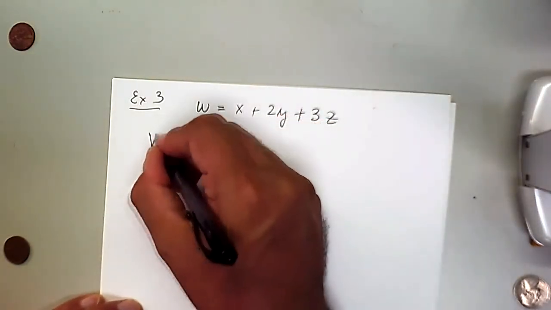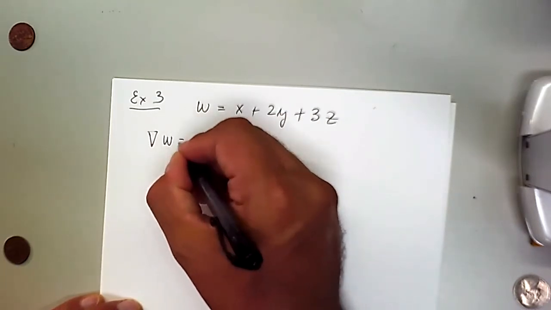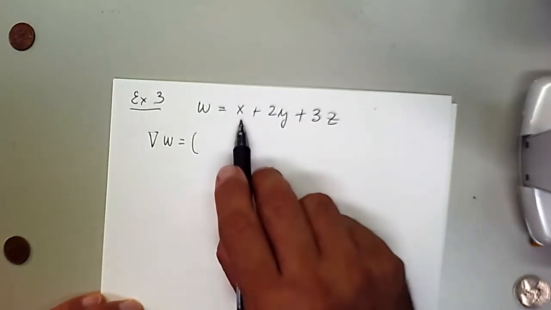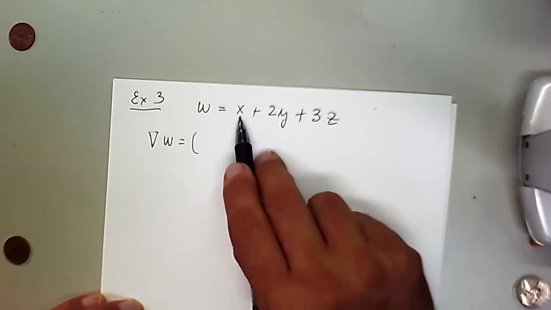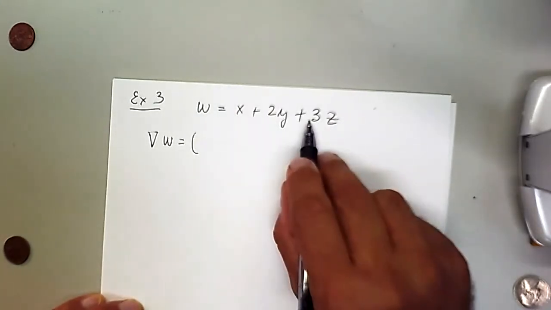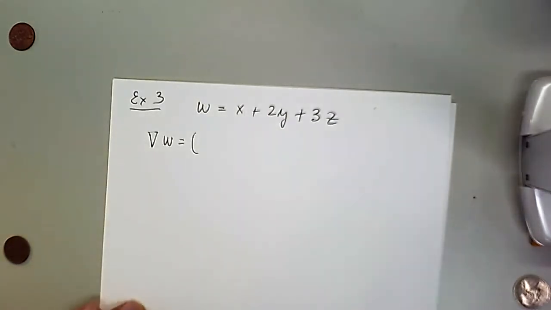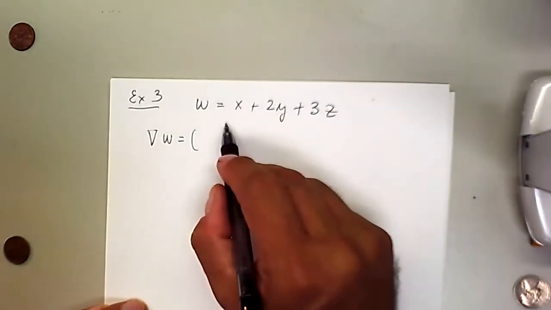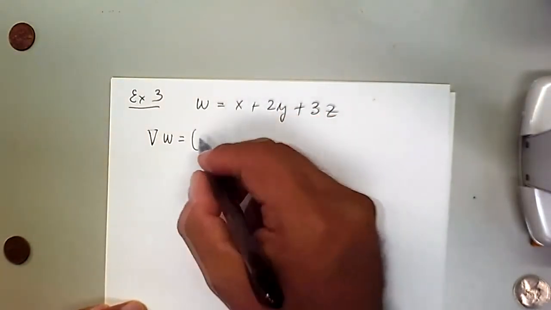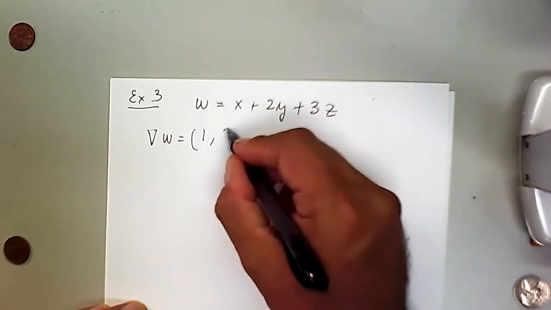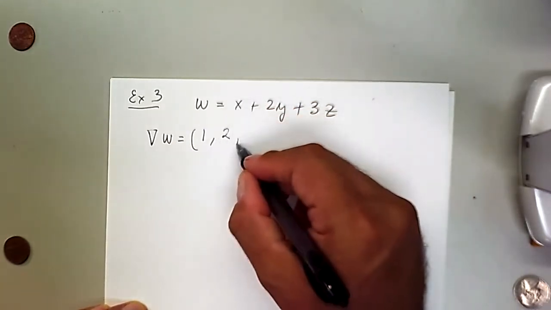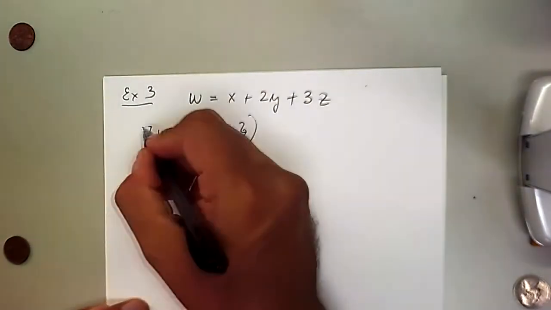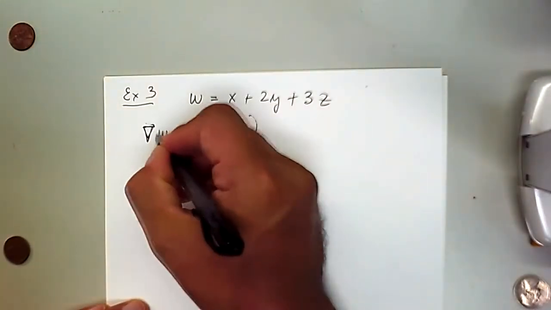So what is the gradient? Can we do the gradient? No problem. The gradient of w will be the derivative of the function with respect to the first variable. We're assuming that we are going in alphabetical order: x is the first coordinate, y the second coordinate, z the third coordinate. The derivative with respect to x would be 1. The derivative with respect to y would be 2. The derivative with respect to z would be 3. So that is the gradient. That is not a v, it just kind of looks like a v. It's the gradient of w, which is this.